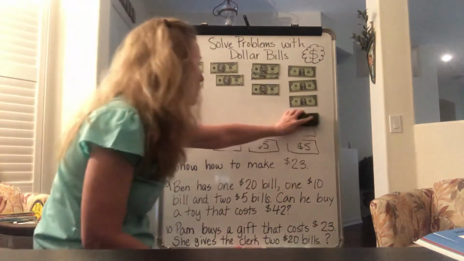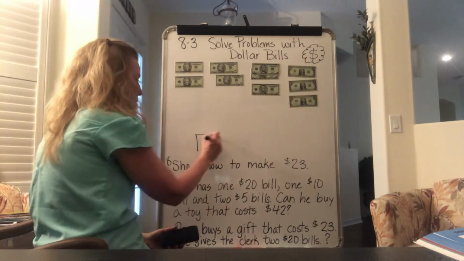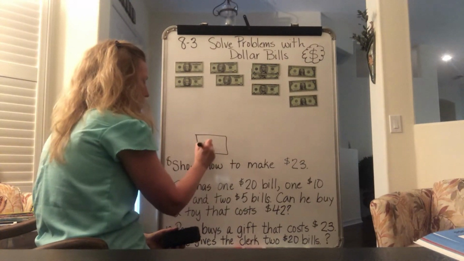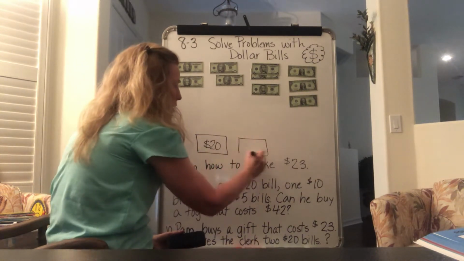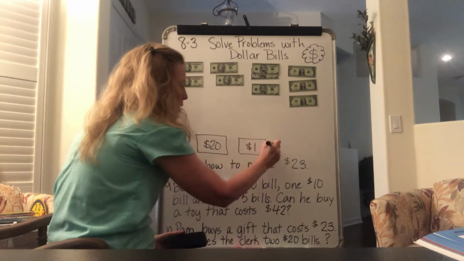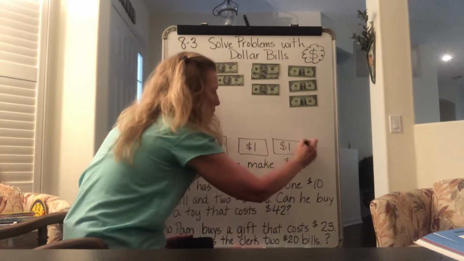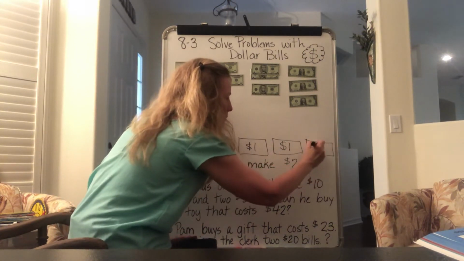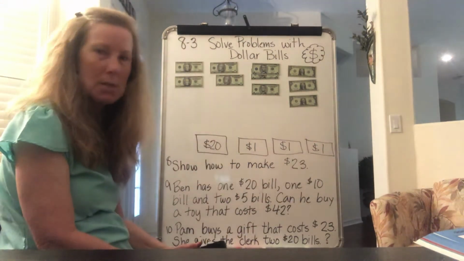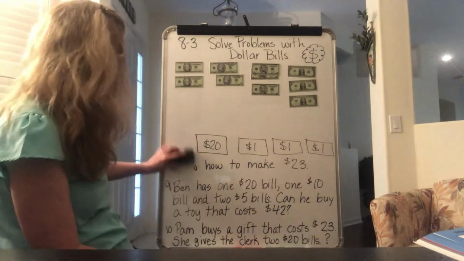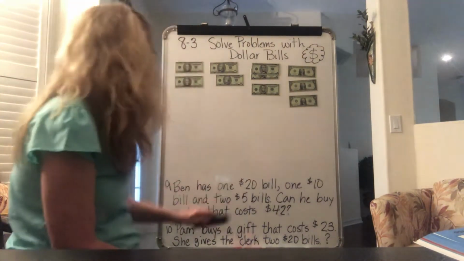I'm just going to do one more. What about using my $20 bill? Why not? 20. Well, all I need is 3 more. 21. 22. And 23. So, do you see how I did that? Okay, pretty simple. All right, many ways that you could do that. All right, let's go to number 9.